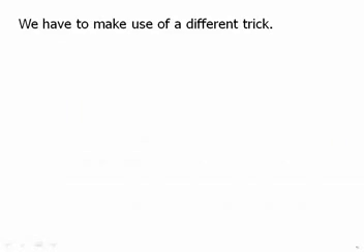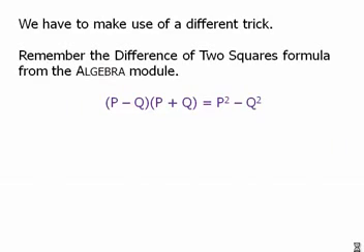We have to make use of a different trick. So I'll say, remember the difference of two squares formula from the algebra module. P minus Q times P plus Q equals P squared minus Q squared. If this is an unfamiliar formula, I highly suggest you go back to the algebra modules and watch the videos concerning this particular formula. It's one of the most widely applicable formulas in all of mathematics.